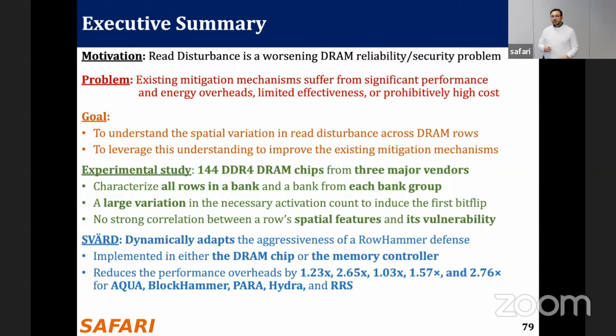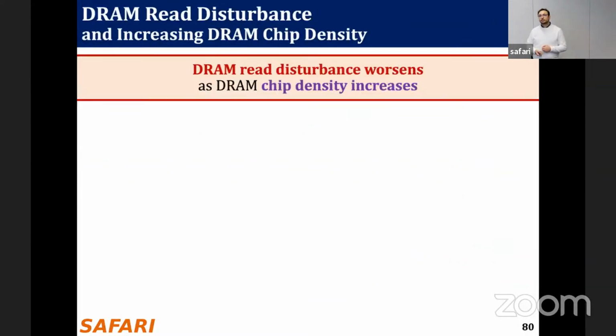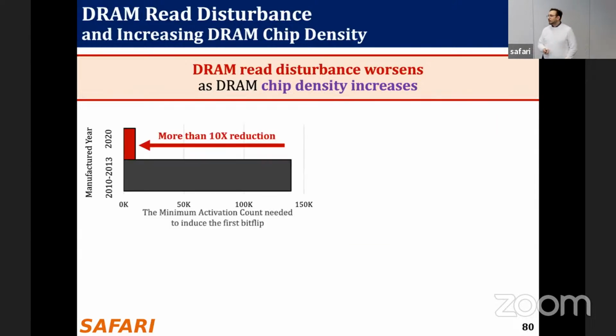We try Svärd with 5 different RowHammer mitigation mechanisms: Aqua, BlockHammer, PARA, HiRA, and RRS. And we show that it reduces the performance overheads of these mechanisms. And I think the slide is a bit redundant at this point.